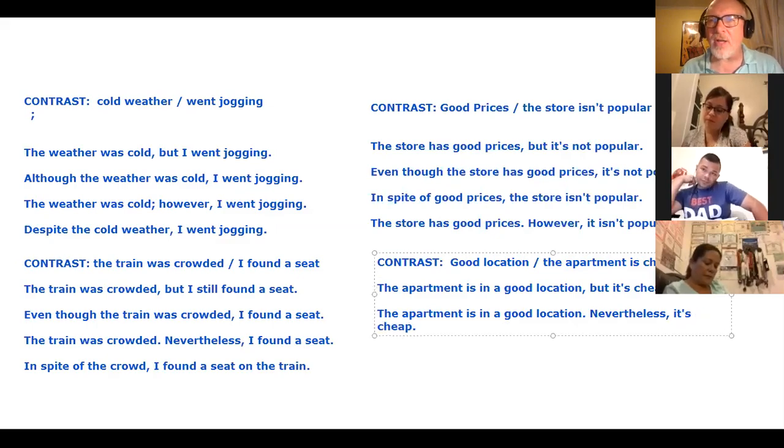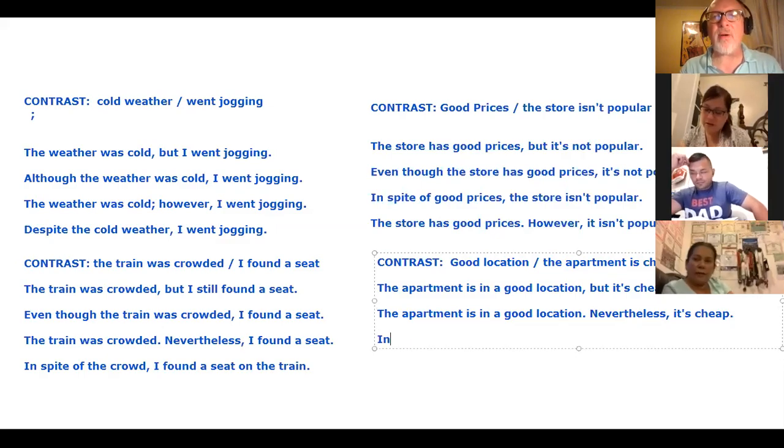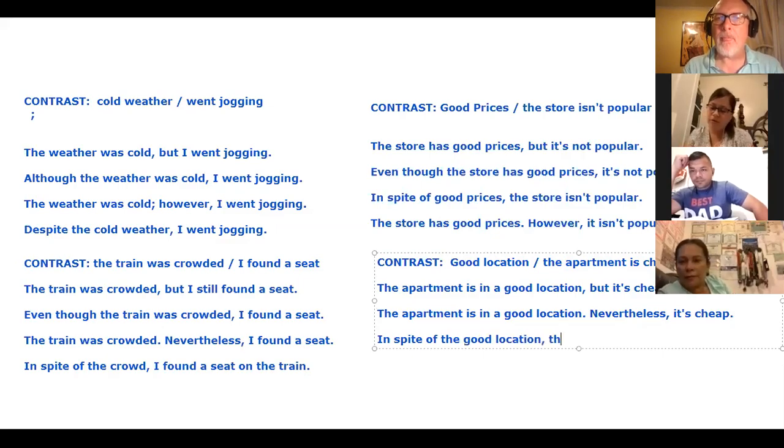The apartment's in a good location. Nevertheless, it's cheap. Okay. And one final one. Let's see, which one haven't we done yet? In spite of. In spite of the apartment is in good location. But remember, with in spite of, we have to change it to the noun. In spite of the good location, the apartment is cheap. Period.